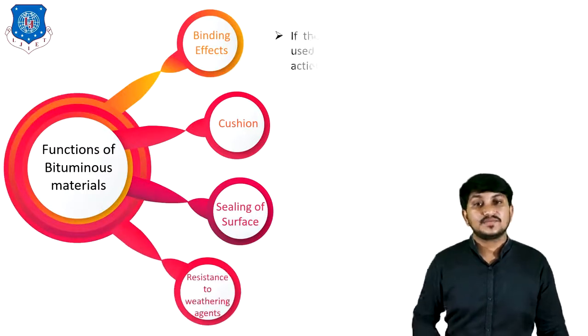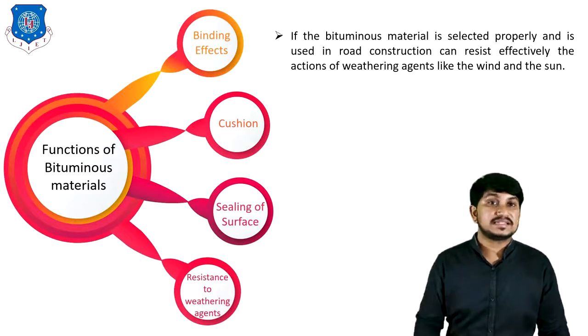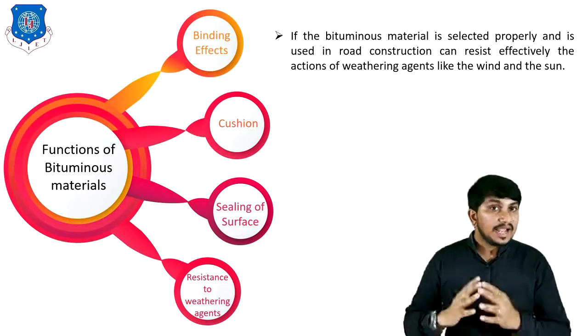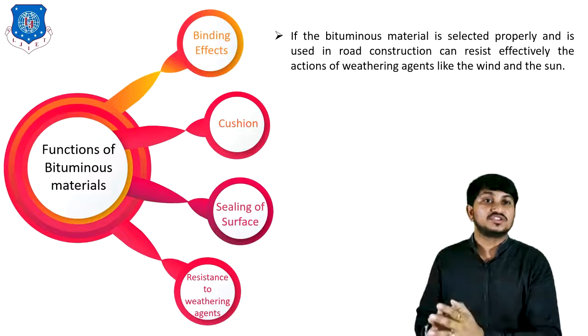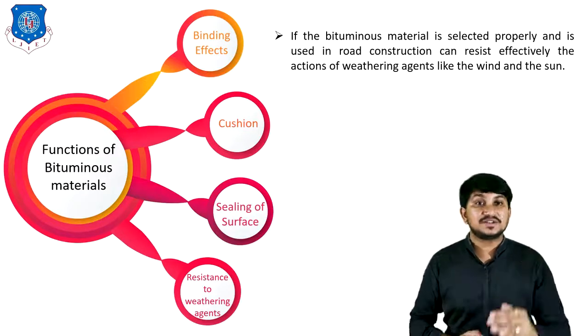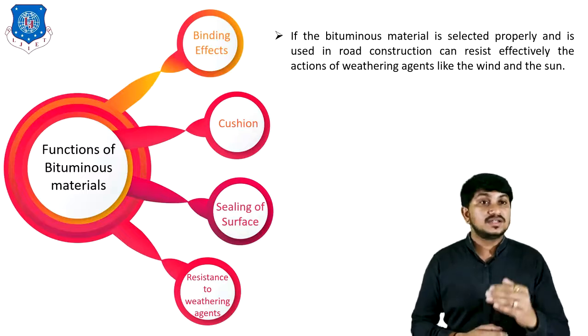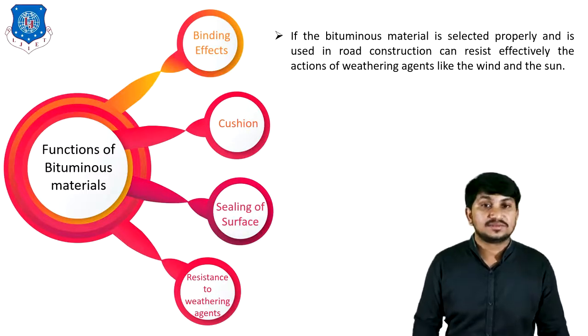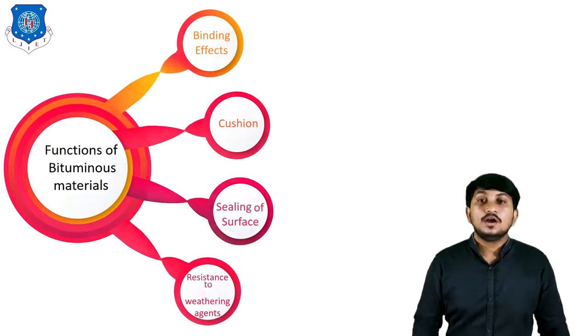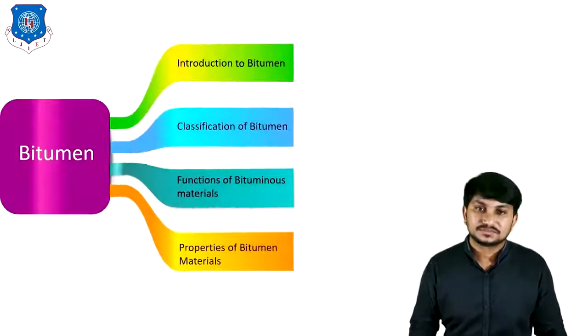Next is resistant to weathering agents. If bituminous material is selected properly and it is used in road construction, it can resist effectively the action of weathering agents like wind, sun, rain, etc. That's all about the various functions of bituminous material.